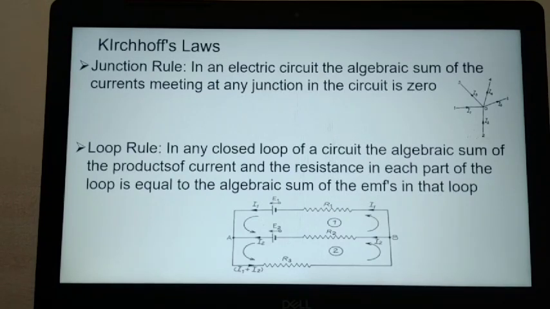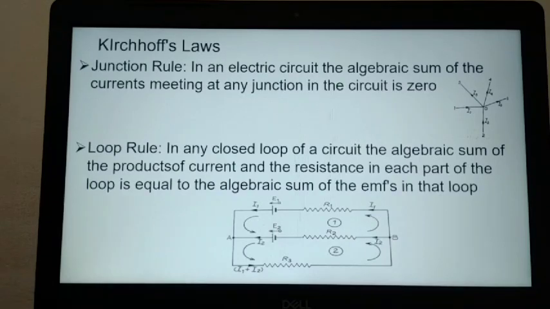And it is denoted as loop 1 and loop 2. In loop 1, you can find two resistors connected, R1 and R2. Through the resistance R1, the current flowing is I1, and through the resistance R2, the current flowing is I2. And in that loop, two cells are there with EMF E1 and E2.